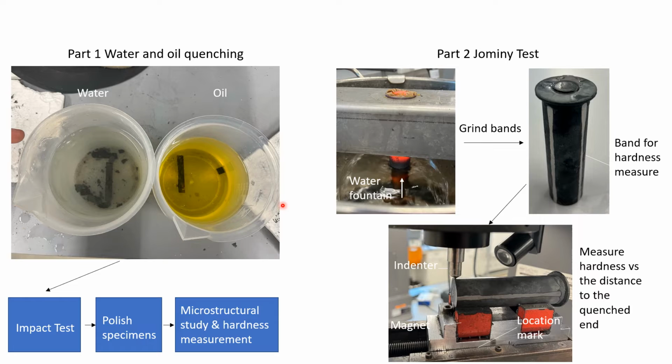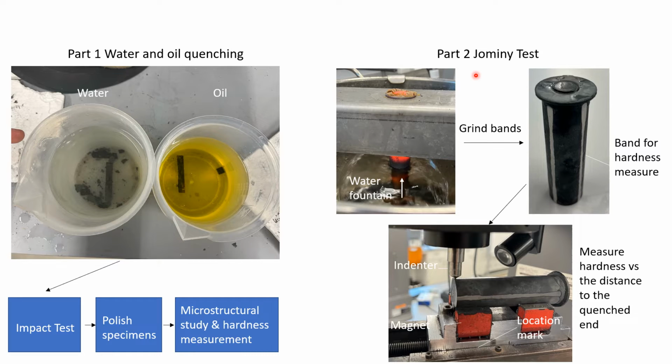Once all the samples have been cooled, we're going to perform an impact test to measure the impact energy, and then we're going to cut a piece of material from each sample and polish the specimen to study the microstructure of the steel from the different cooling methods, and then we're going to take a measurement of the hardness. That's part 1.